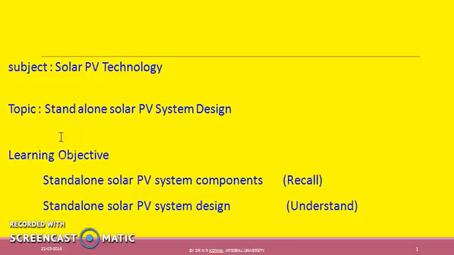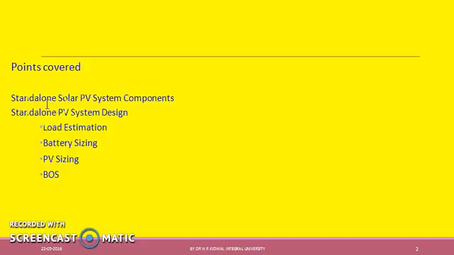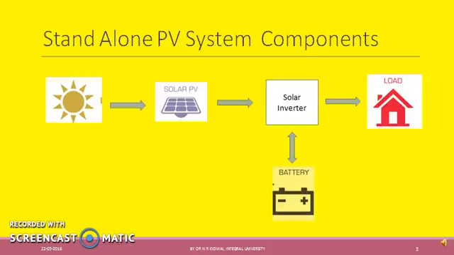The video covers the topic of standalone solar PV system design. The learning objectives are standalone solar PV system components and system design. The points covered in the video are the system components of the standalone solar PV system, and at the design level, the points covered are load estimation, battery sizing, PV sizing and balance of system.